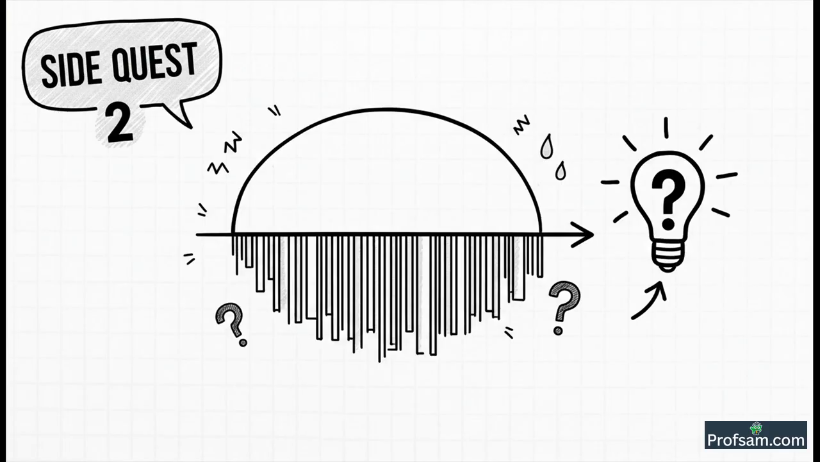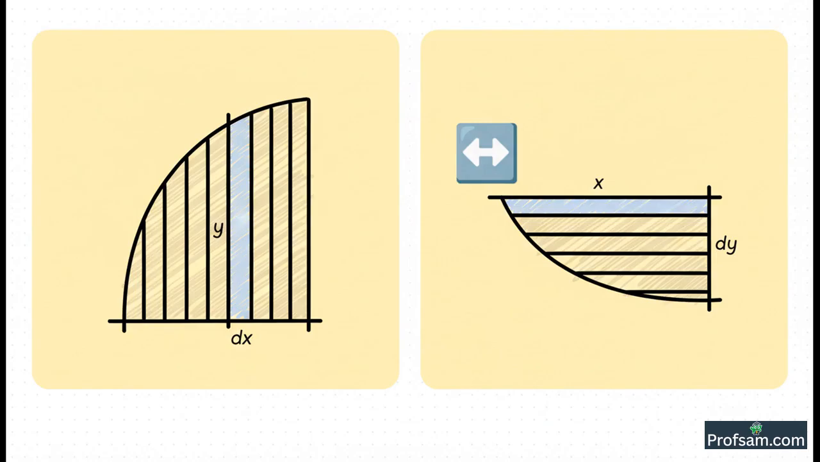Now for side quest number 2. Sometimes the curve is shaped in such a weird way that using vertical strips makes the calculation a total nightmare. So, is there a smarter way, a better strategy for these problems? Of course there is. We just have to change our perspective. Instead of slicing vertically, we can slice horizontally. Now think about what changes. The thickness of our new strip is a tiny change in y, so we call it dy. Its length is the x value, so our new elementary area, dA, becomes x dy. And now we integrate with respect to y. This is a secret weapon that can make some really difficult problems much, much easier.